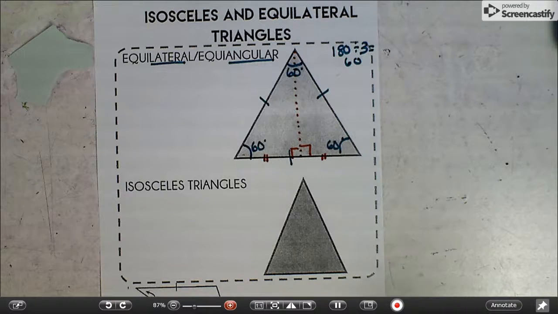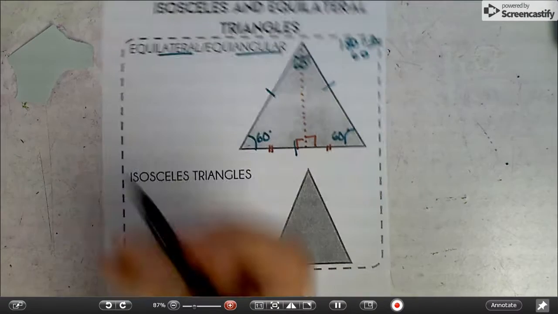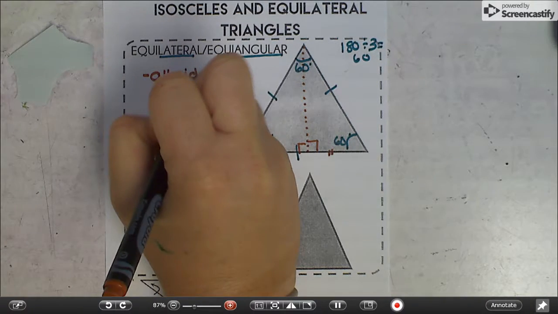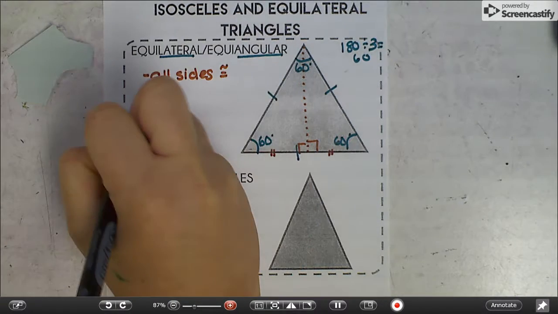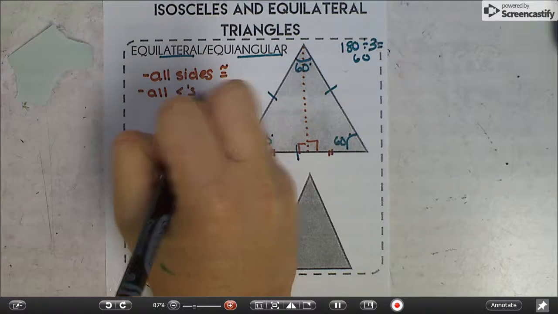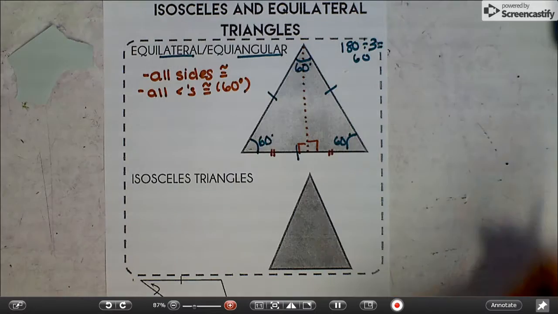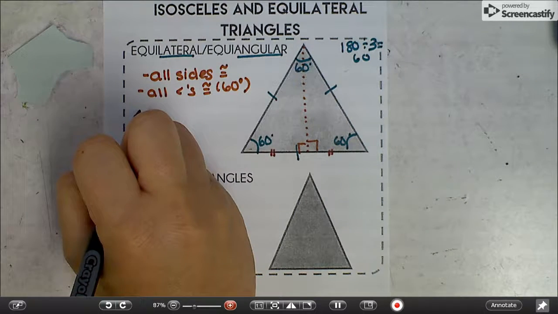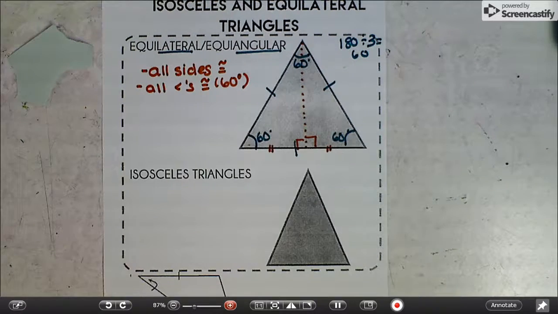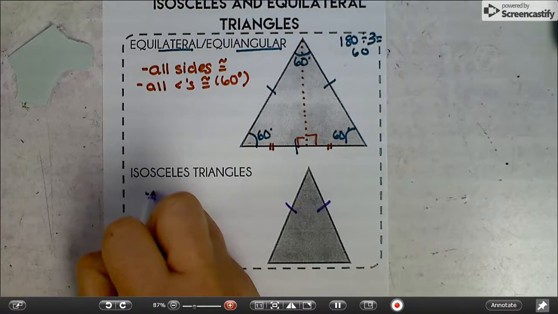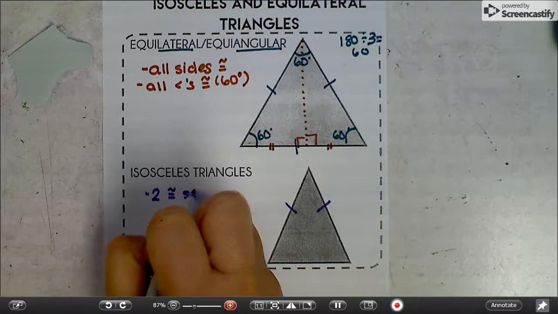Make sure you have your diagram labeled, and we can write down here all sides are congruent, all angles are congruent. That means they're each 60 degrees. All right, isosceles triangles, and they'll tell you it's isosceles or they'll have marks like this. Remember, isosceles means two congruent sides.